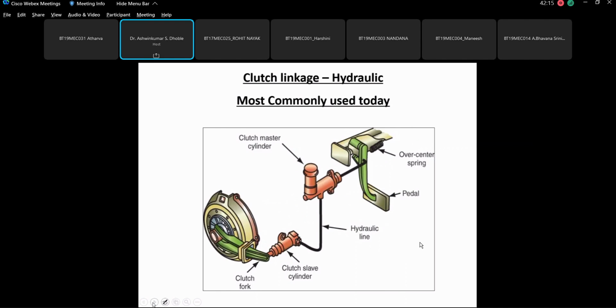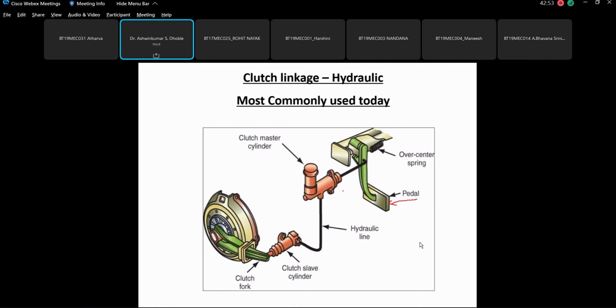Then most commonly used is the hydraulic means. As I told you, this is very similar to the operation of the brake. The moment you apply effort to the clutch pedal, the master piston in the master cylinder will apply the force, and the fluid under pressure will be passed to actuate the clutch so that you can disengage the clutch. So this is the mechanism.